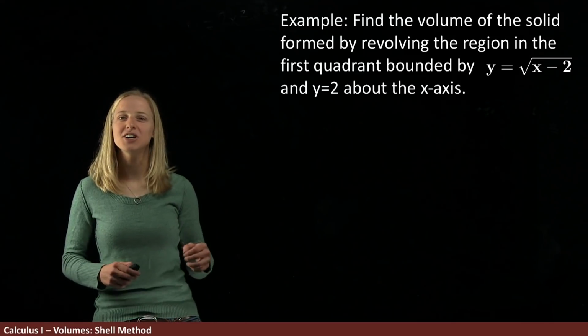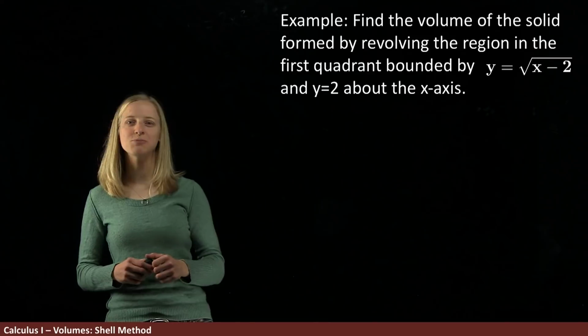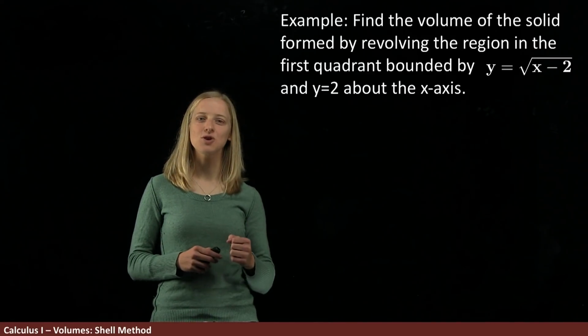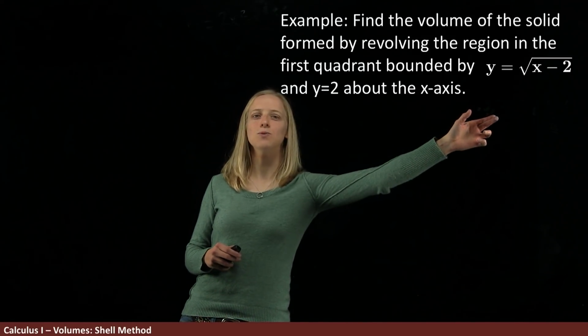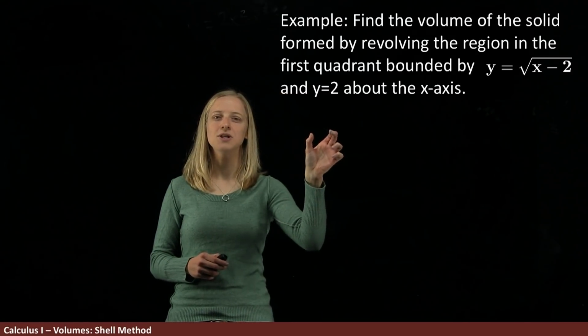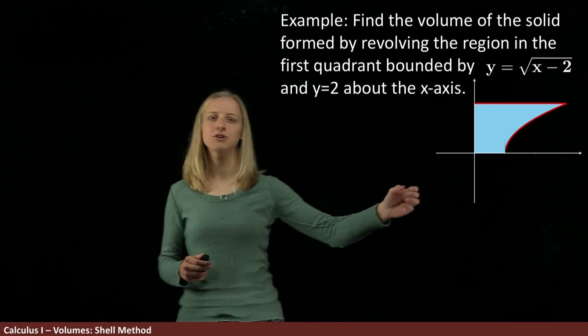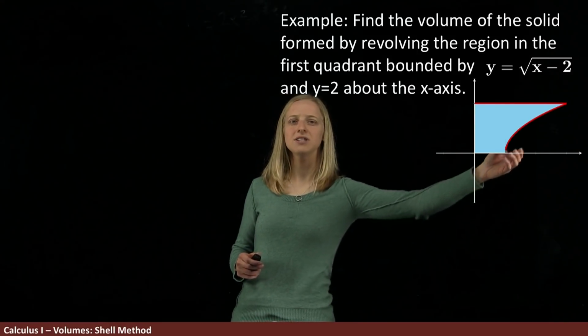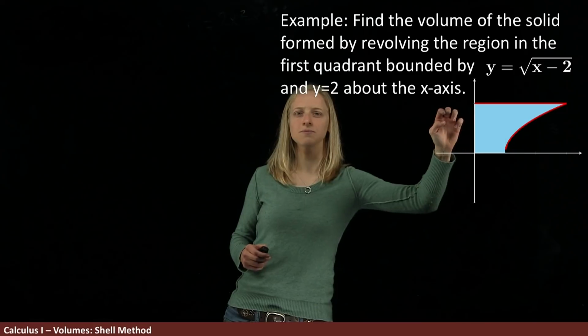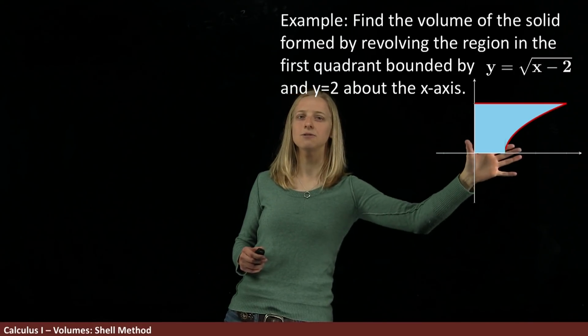We are now going to take a look at another example. So here I ask you to find the volume of the solid formed by revolving the region in the first quadrant bounded by the curve y equals the square root of x minus 2, and the curve y equals 2, about the x-axis. So drawing this out, I have the region here bounded by the square root of x minus 2 and y equals 2, and it's in the first quadrant.